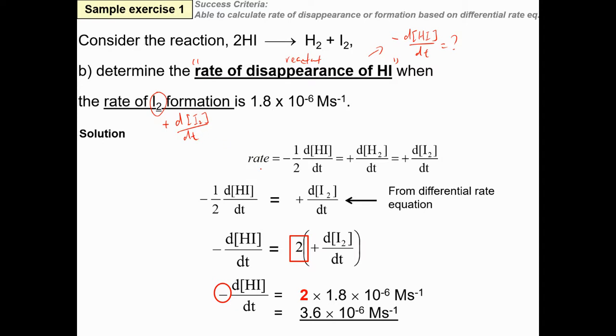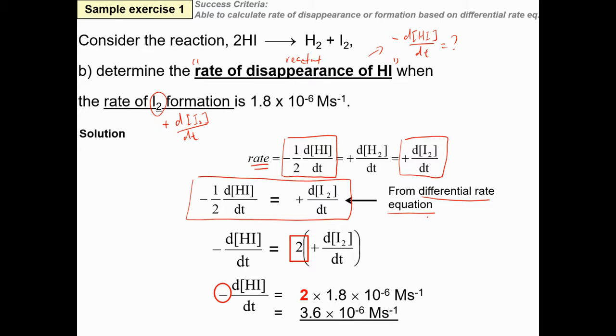Okay, again, same thing, we always start with the differential rate equation. So what we are going to relate is hydrogen iodide and iodine. These two we get from the differential rate equation. Then after that, remember, for the rate of disappearance, the rate must not contain any coefficient. So what we do is, the 2, we bring it up here. And then we will find the final answer with the unit.